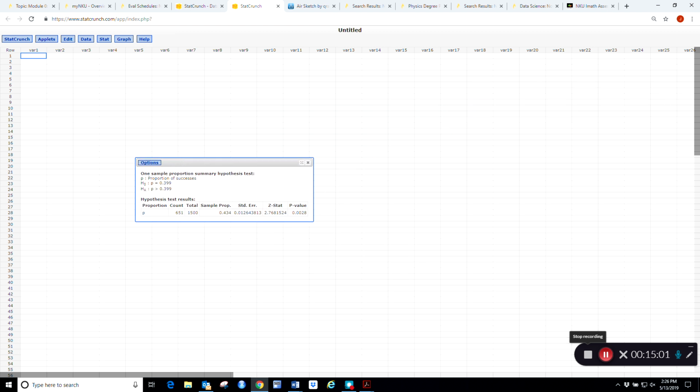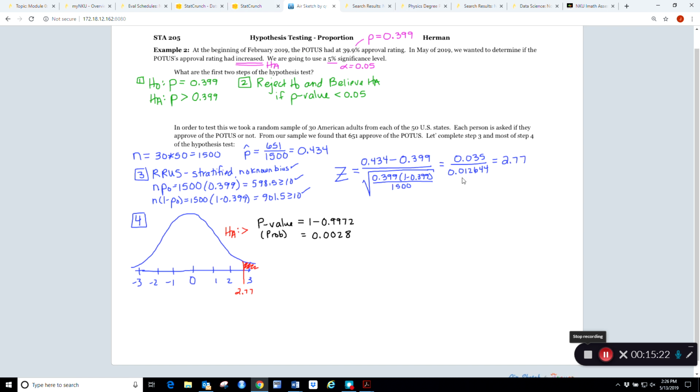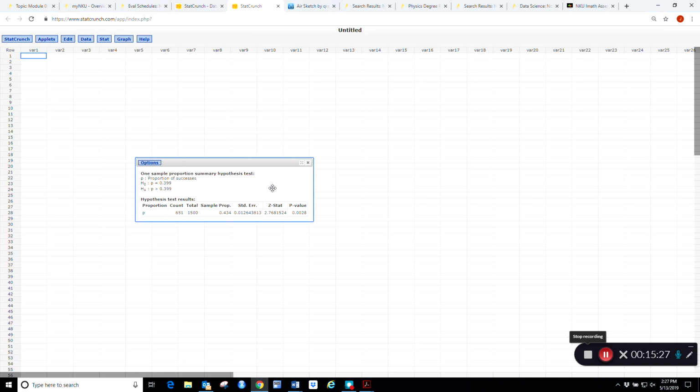So here's our output, which you're going to see kind of working backwards here. There's our p-value of 0.0028 that we got for example 2. There's our z of approximately 2.77 that we calculated. This standard error that you see here, that was the denominator when we did the test statistic calculation here. So our 0.012644 value is what they got here. There's our value of p-hat. And then of course they spit out your hypotheses, so you can kind of make sure that those match what your step 1 looks like.